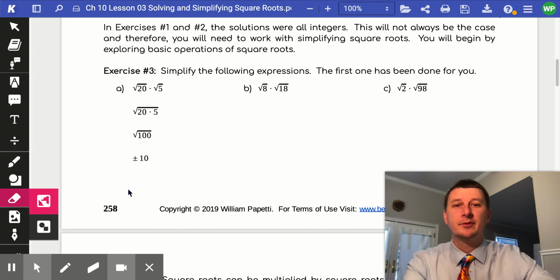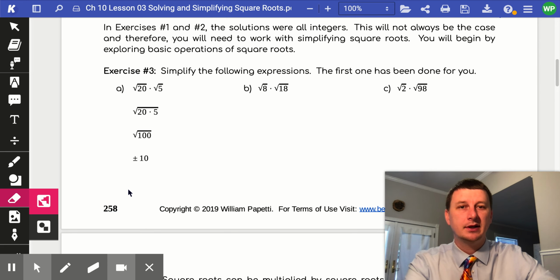So in exercises number 1 and number 2, the solutions were all integers. This is not always going to be the case because only perfect squares will give you integers as solutions. So therefore, you will need to work with simplifying square roots. So we're going to begin by exploring basic operations of square roots.